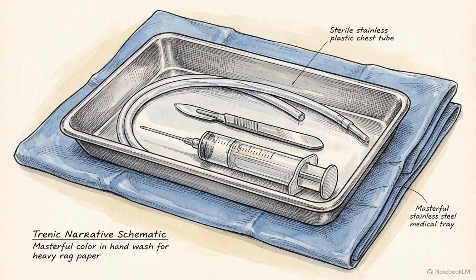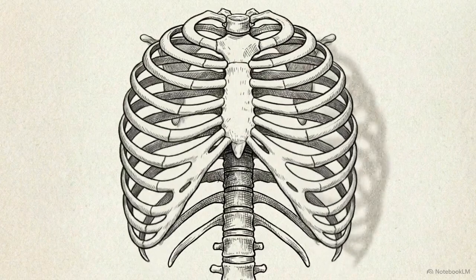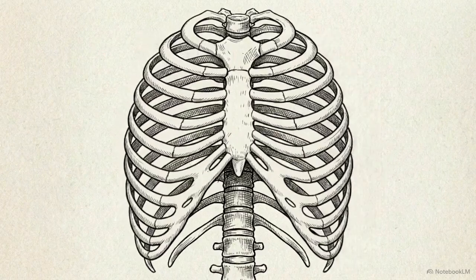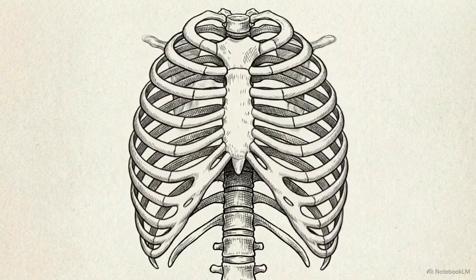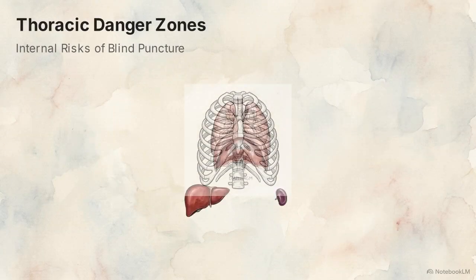Tube thoracostomy is a life-saving intervention used to drain trapped air or fluid from the chest. But to successfully place that tube, an operator must puncture a dynamic, constantly moving structure packed with highly vascular tissue and vital organs. This 3D model of the thorax shows the severe internal risks of a blind puncture.